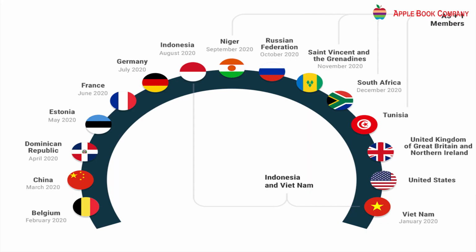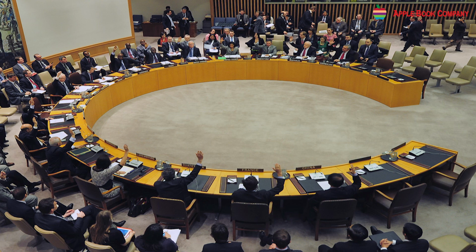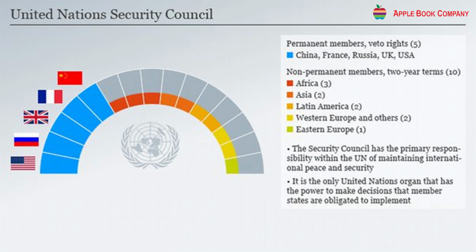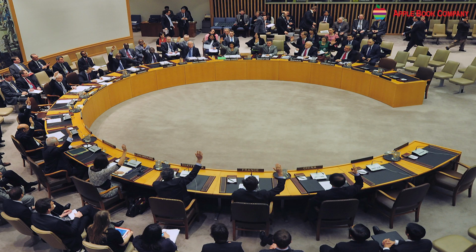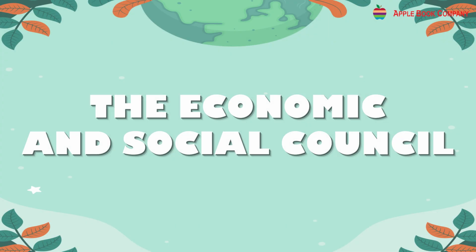It consists of 15 members. 10 members are temporary and elected from the UN's member nations every 2 years. The other 5 are permanent members: the USA, UK, Russia, France, and China. These permanent members have the veto power. It means any decision may be rejected by any of them. The Council's primary goal is to prevent disputes in the world. The Economic and Social Council.